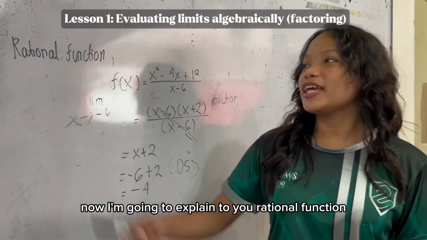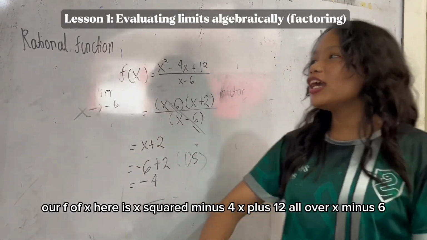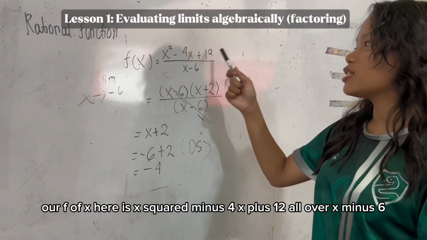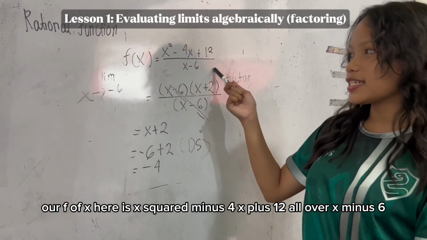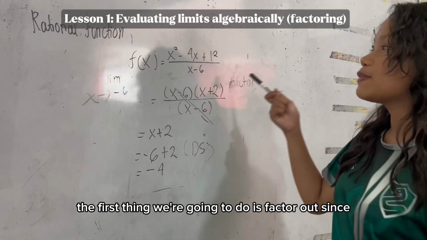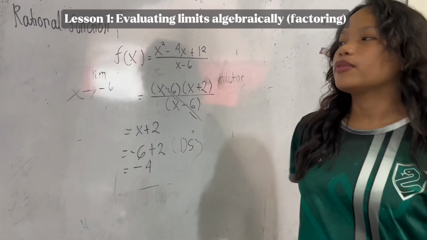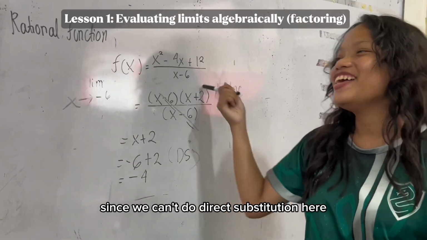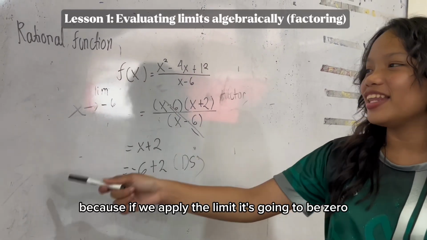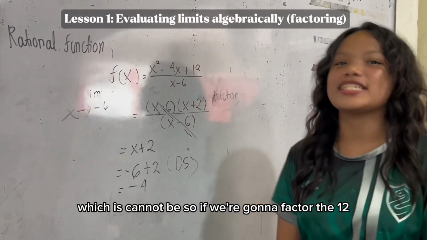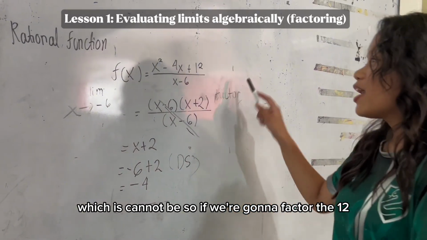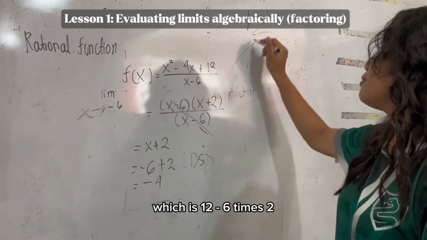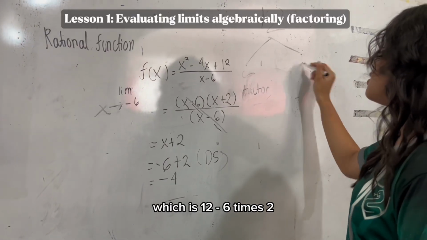Now I'm going to explain to you rational function. Our f of x here is x squared minus 4x plus 12 all over x minus 6. The first thing we're going to do is factor. We can't do direct substitution here, because if we apply the limit, it's going to be 0, which cannot be. So we're going to factor the 12, which is 12 minus 6 times 2.